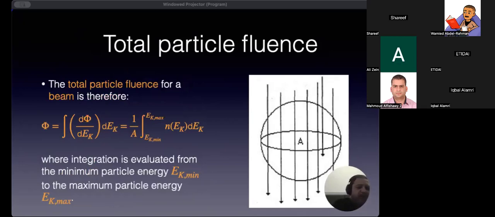Now, the reason why we define the particle density is essentially that we can use that density, if we integrate it over all energies of the particles, to calculate the total particle fluence. So the total particle fluence, if we have a spectrum, is given by the particle fluence density integrated over all energies. Here the integration limits are obviously from the minimum kinetic energy of the particles to the maximum kinetic energy of the particles.